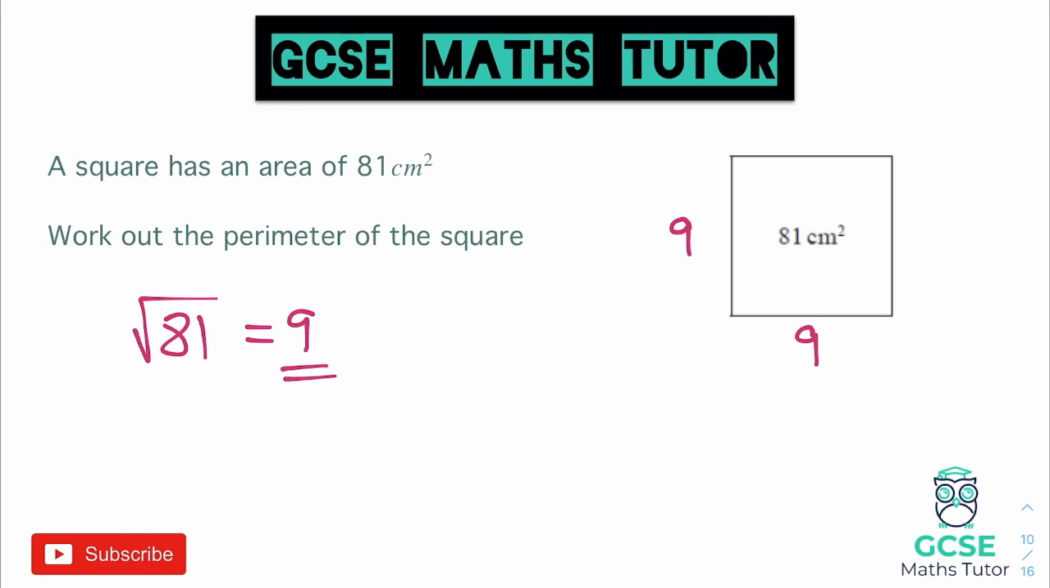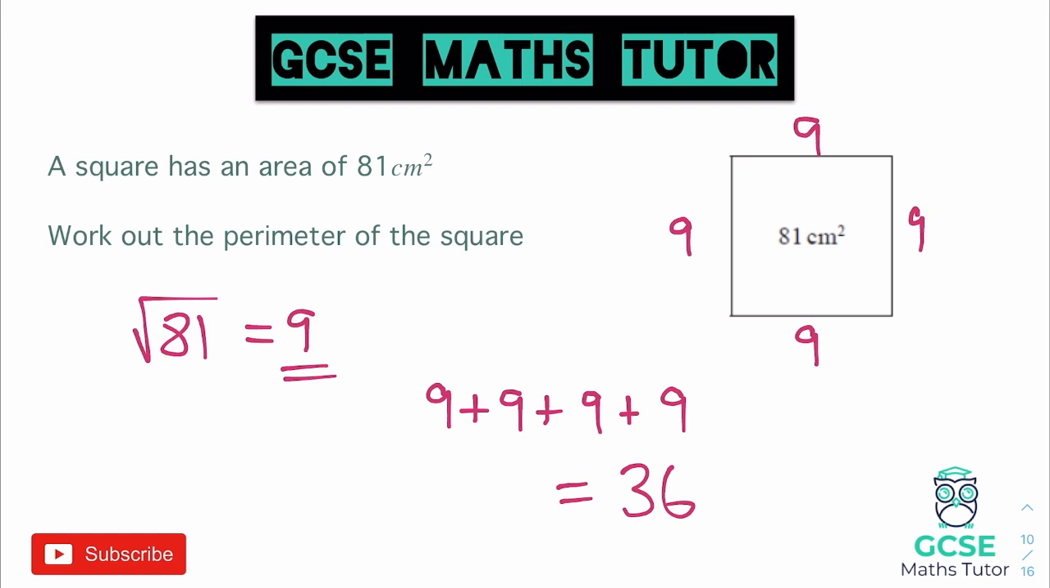So we know the side length is 9, so to get the perimeter, we want all 4 of those 9s. We just want to add them all up. So you could do 9 times 4, or you could just write down 9 plus 9 plus 9 plus another 9, and that is equal to 36.